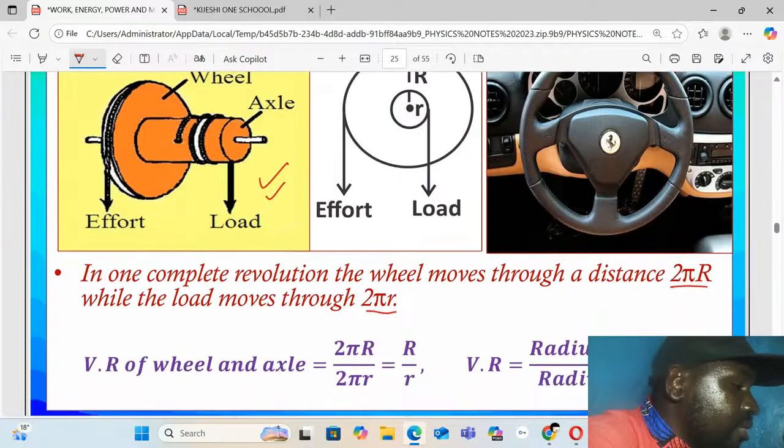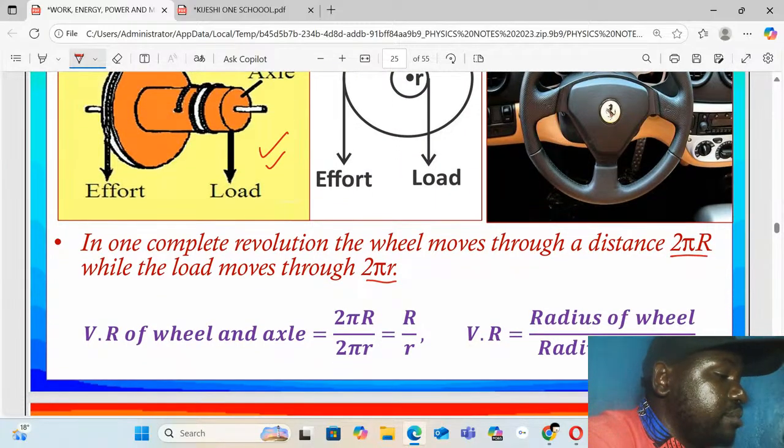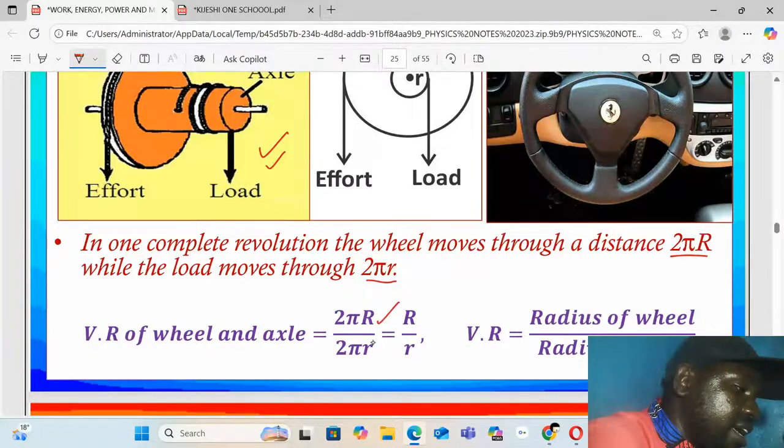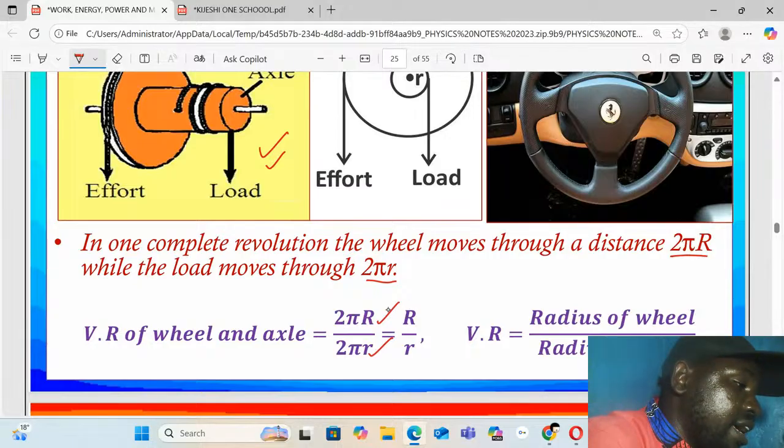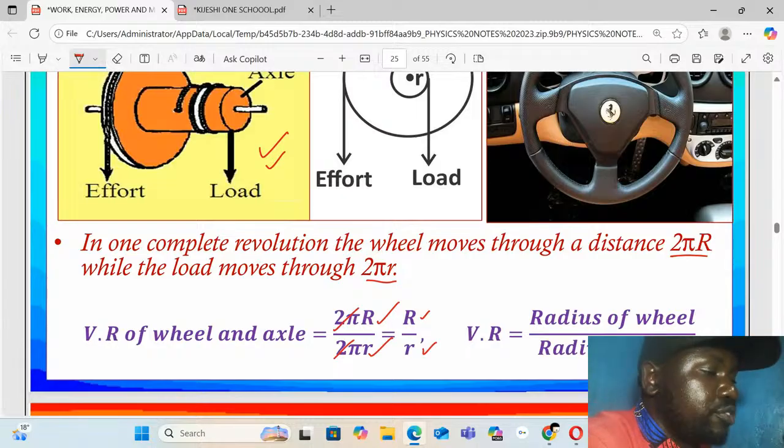So the velocity ratio of the wheel will be given by the circumference of the wheel over the circumference of the axle. And you'll see that the 2 pi is common. Therefore, it cancels out, and we are left with capital R over small r. Therefore, you can say the velocity ratio is the radius of the wheel over the radius of the axle.